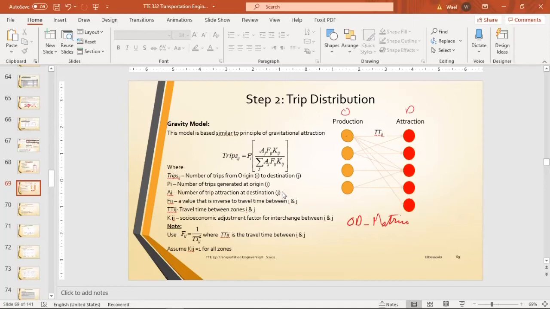Basically, there is what we call the gravity model. The gravity model is similar to the gravitational forces between masses or between bodies, in that the number of trips is inversely proportional to the square of the distance. That means if we have a mass here and a mass here, and there's a distance between both of these masses, this is the travel time, for example, between I and J.